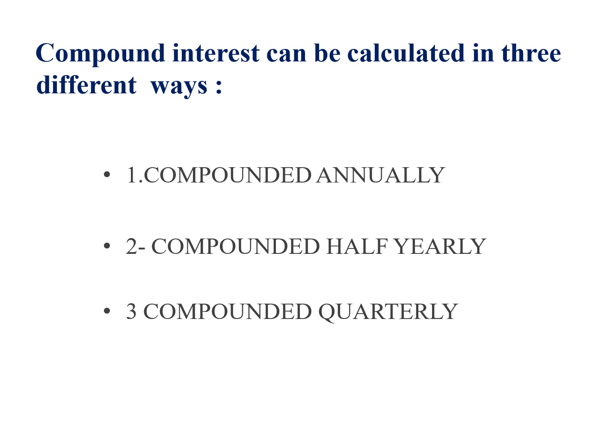Let us see, compound interest can be calculated in three different ways. In general, compound interest can be calculated based on how frequently interest is added to the principal. The three common methods are annually, half yearly, and quarterly compounding.